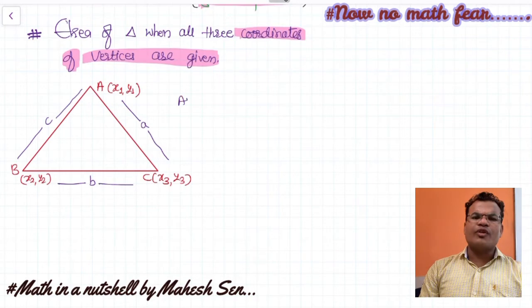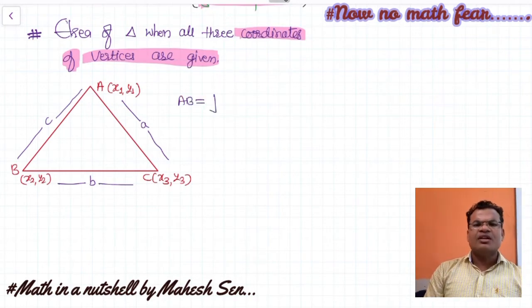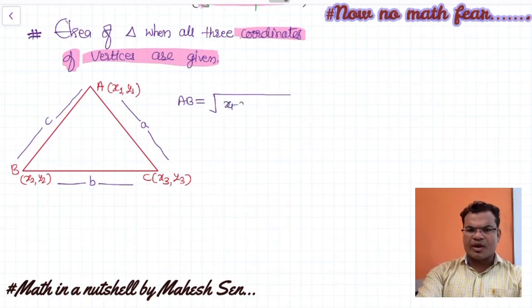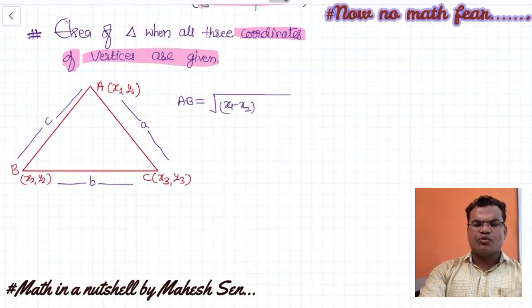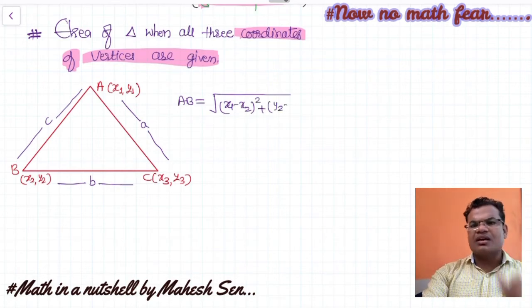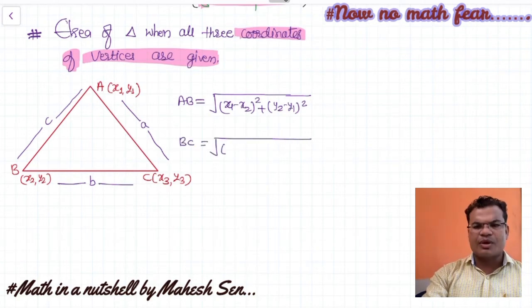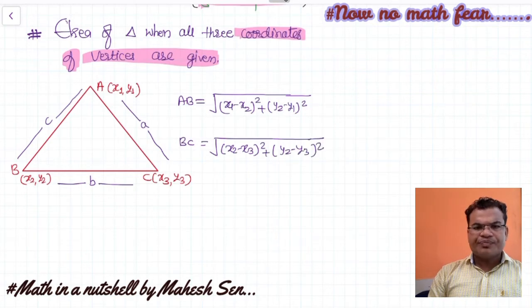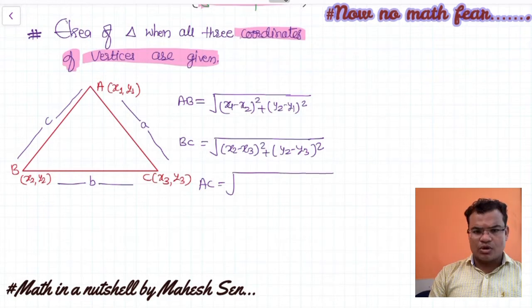When we are finding the sides, we generally use the distance formula, that is AB equals the square root of x2 minus x1 whole square plus y2 minus y1 whole square. Why are we finding this? Because we will require the lengths of the sides for Heron's formula. This is called the distance between any two points by the distance formula. So we have BC as the square root of x3 minus x2 whole square plus y3 minus y2 whole square. The third side, AC, is the square root of x3 minus x1 whole square plus y3 minus y1 whole square, or x1 minus x3 whole square, both are the same.